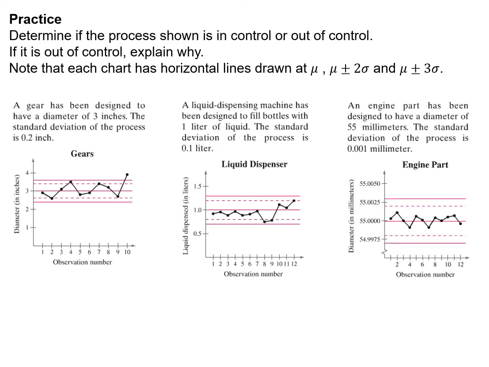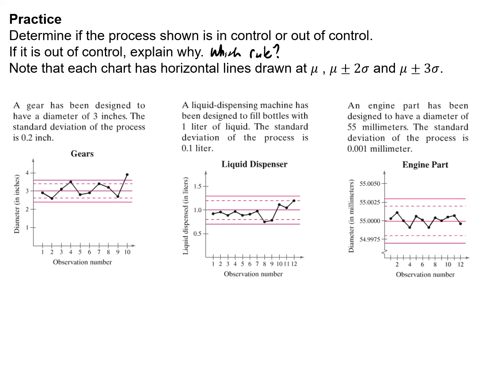So this is some practice. I recommend that you give this practice a shot using the rules that we've done already. I will go through this, but I recommend you pause the video and give this a shot on your own, okay? So let's get going. Practice. Determine if the process shown is in control or out of control. If it is out of control, explain why. So tell me which rule and why. You could probably circle it on the graph or something. Note that each chart has horizontal lines drawn at the mean plus 2 sigma and the mean plus 3 sigma. So those are standard deviations.